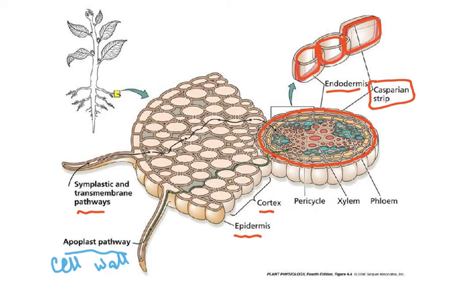And then inside to that is the pericycle, the cells of the pericycle. The pericycle is made up of a single layer of cells. And then of course you have the xylem and the phloem.